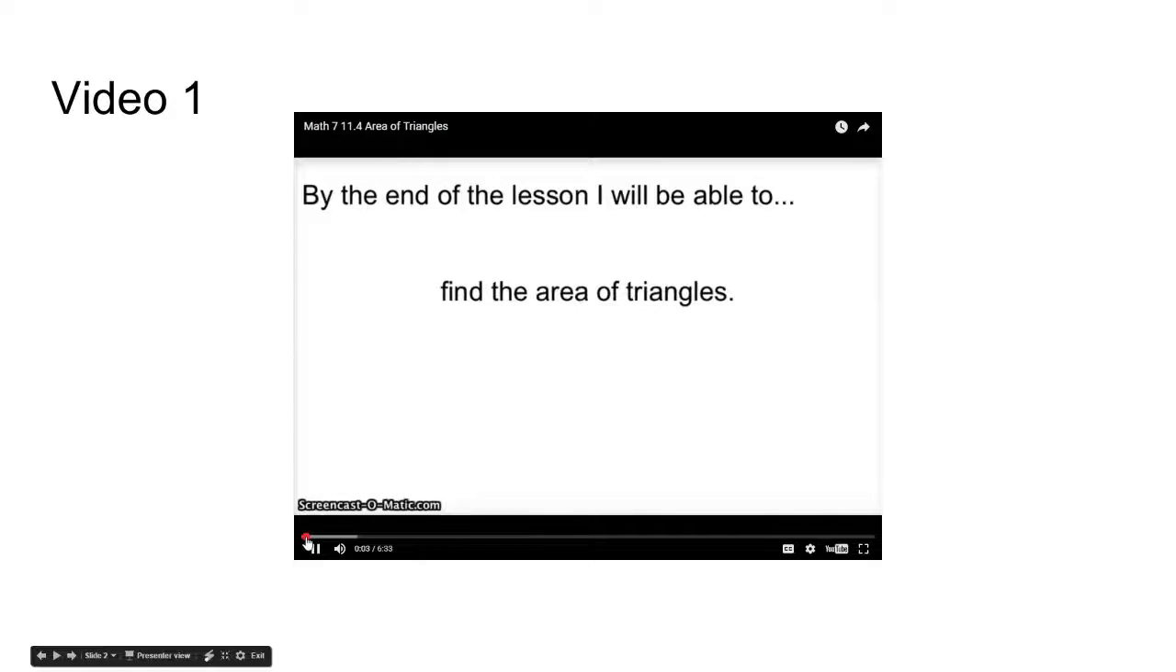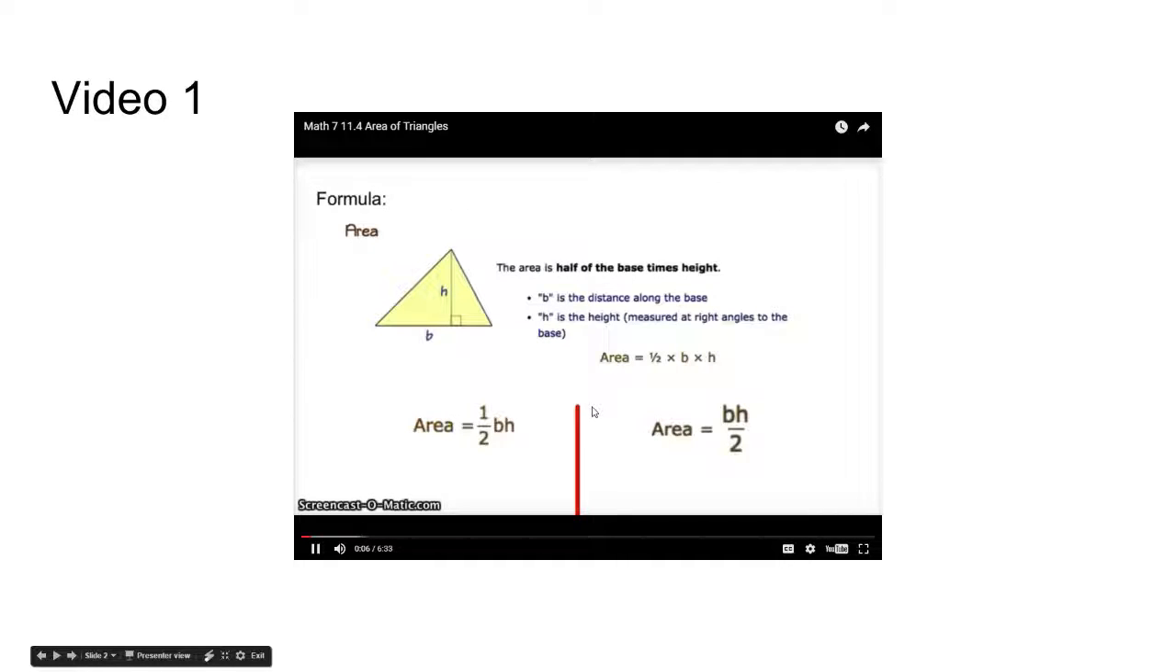Lesson 11.4, area of triangles. By the end of the lesson, I will be able to find the area of triangles. There is no vocabulary because we know what the base and the height is. Remember that the height is that dashed line typically through the middle of our shape, and it's indicated, and it is a right angle with the base.